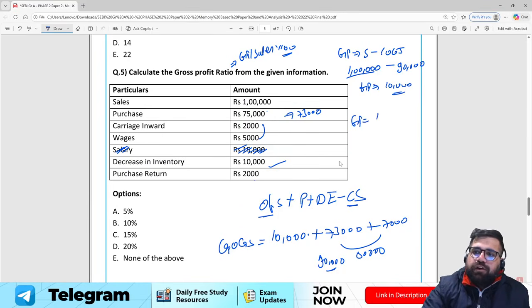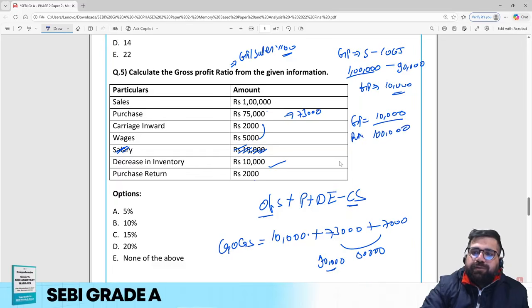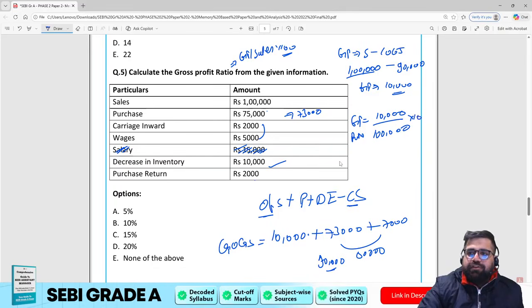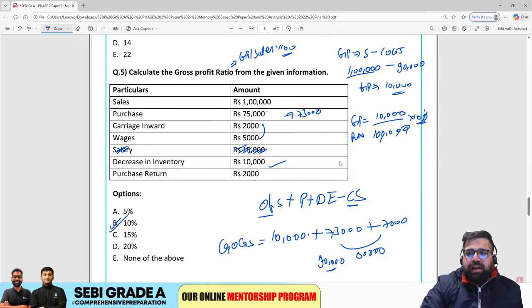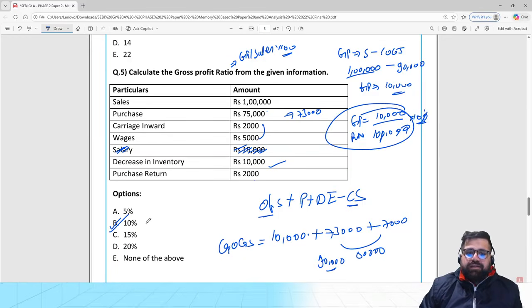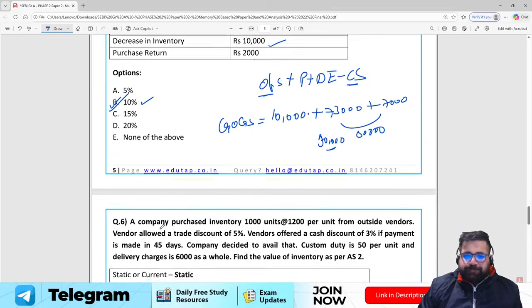Gross profit ratio is gross profit divided by sales. Sales was 1 lakh. Gross profit ratio is what? Gross profit divided by sales. So ये तो 10% होना चाहिए. The correct answer should be 10% because you will multiply by 100 also. Right? Just do the basic calculation. So according to me this question is easy to solve. The correct answer will be option number B.